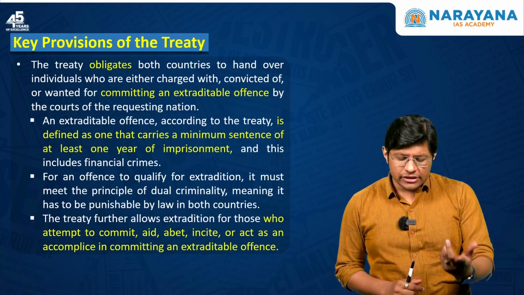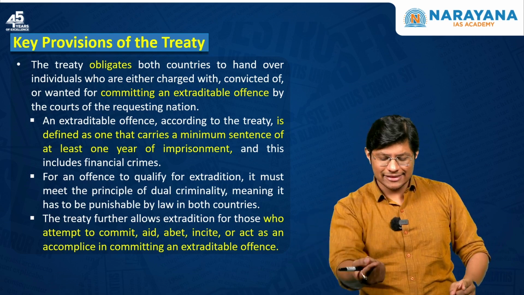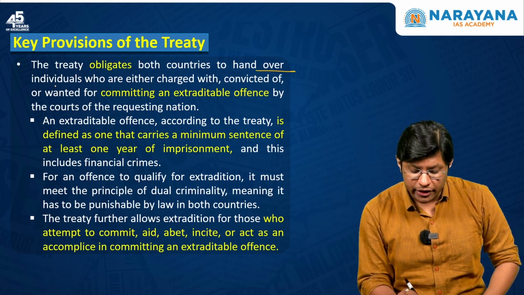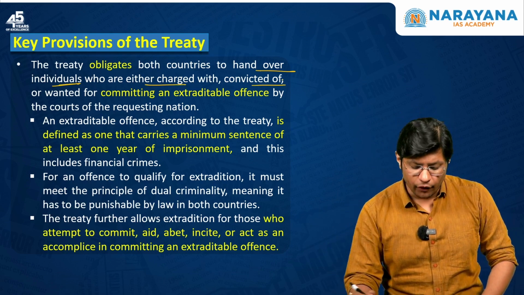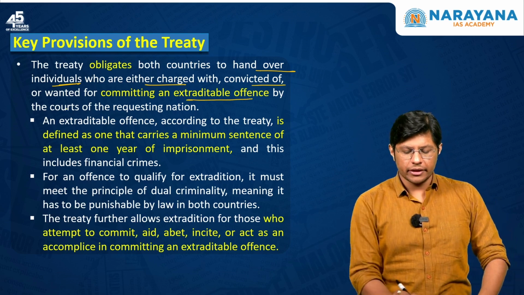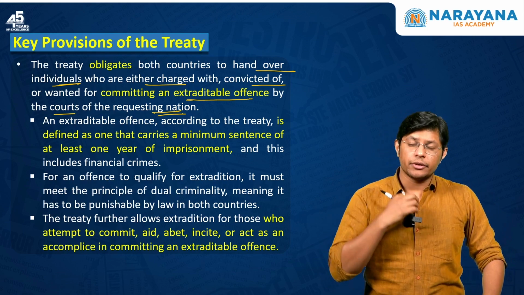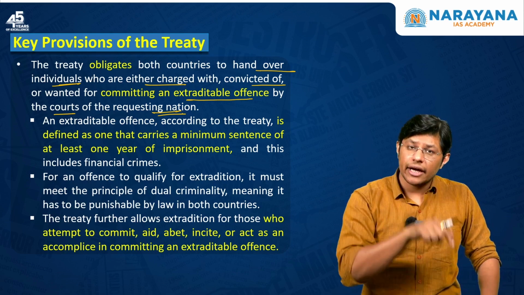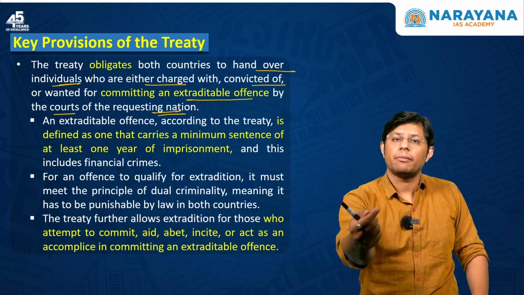Now, which are the key provisions? This treaty signed between Bangladesh and India in 2013, revised in 2016, obligates, makes it mandatory for both the countries to hand over individuals who are either charged with or convicted of or wanted for committing an extraditable offence by the courts of the requesting nation. Which means if India believes that a person who is living in Bangladesh has committed a crime in India, then Bangladesh would be obliged to send that wanted criminal back to India.